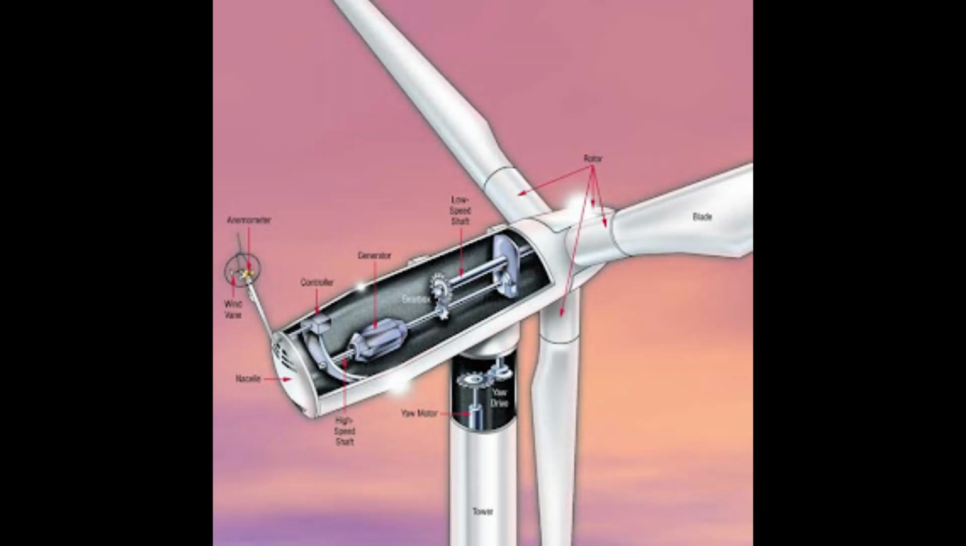The yaw gear system allows the horizontal wind turbine to turn, or yaw, to face the direction of the airflow.